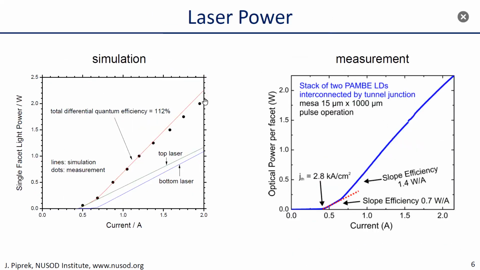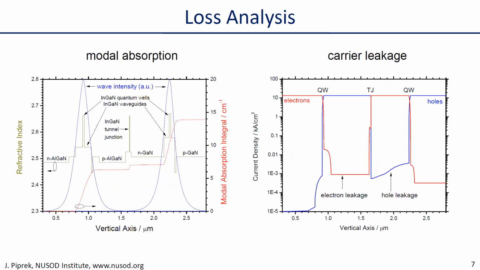Here is a simulated laser power in good agreement with the measurements shown as dots. It's the same measurements as shown here. The simulation also shows that the top laser, which is slightly different in the design, turns on first, and we see this also in the measurement. Then the bottom laser turns on second, and the two powers add up to a total differential quantum efficiency of 112%. So it's not quite 200%, and the question is, why is it so low?